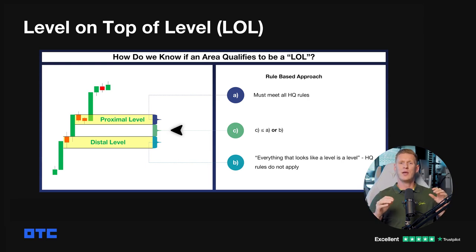Now let's talk about the space between level A and level B. This is known as the white space, or area C. For the two levels to qualify as a level on top of level, the white space must be smaller than or equal to the size of either level A or level B. But here's the good news. You don't need to overanalyze or measure this precisely. A simple visual check is sufficient to determine if the levels are close enough.